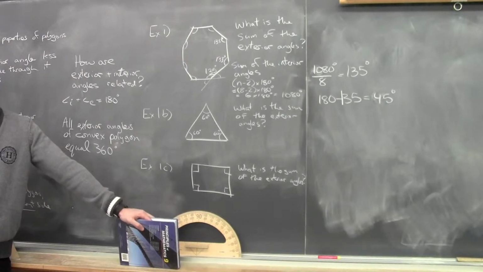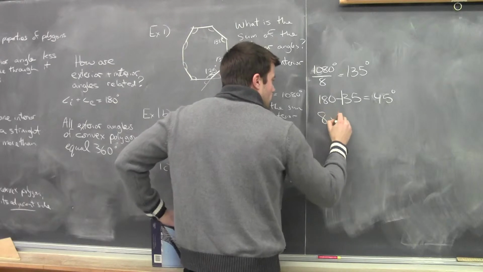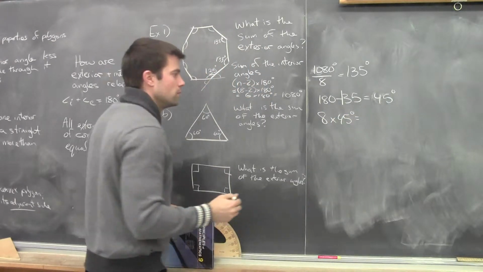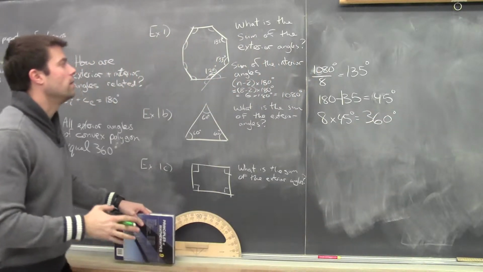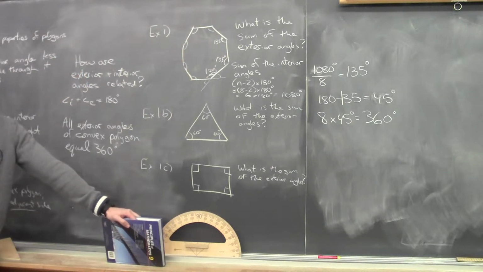How many exterior angles are there, Jacob? 8. Good, 8. So we know 8 times 45 is equal to what? 360. Very good. So we know then that the sum of all the exterior angles of this particular shape is 360 degrees.